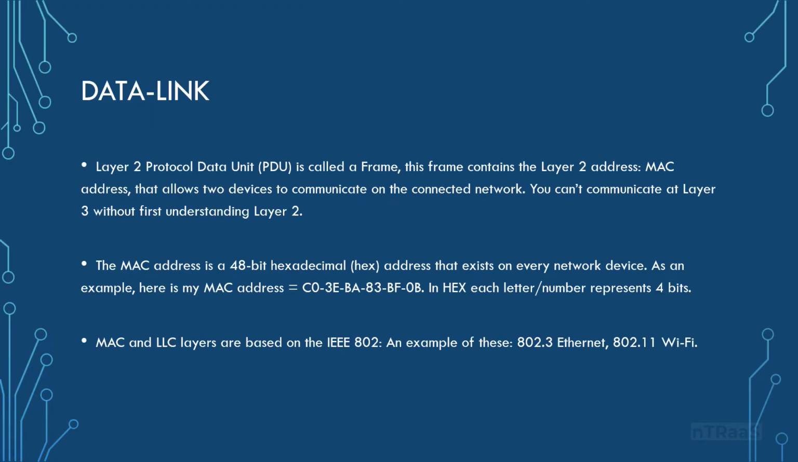Continuing on with the data link layer, we have the layer 2 protocol data unit, as we talked about before, called the frame. The frame contains the layer 2 address, or the MAC address. This MAC address allows two devices to communicate on a connected network. You can't communicate at layer 3 without first understanding how layer 2 works, and then you really can't understand how layer 2 works without understanding how layer 3 works. So understanding how layer 2 and layer 3 affect network communication is a really good thing to understand.